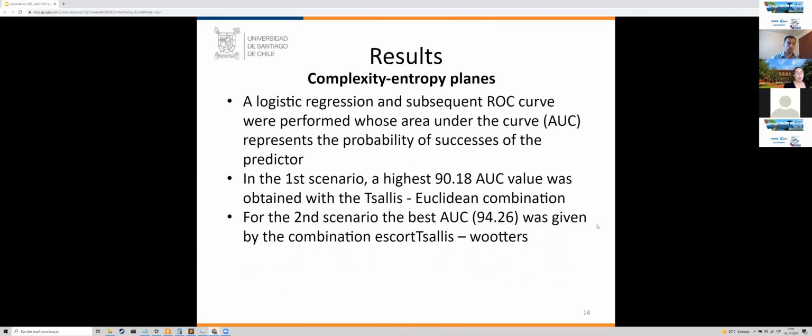We then build a ROC curve to then compute the area under that curve, which represents the probability of success of the predictor, in this case, our planes. In the first scenario, a highest 90.18% area under the curve value was obtained with the Tsallis Euclidean combination, entropy measure combined with the Euclidean distance measure. For the second scenario, the best area under the curve was 94.26, given by the combination Tsallis with the distance measure Squared Euclidean.